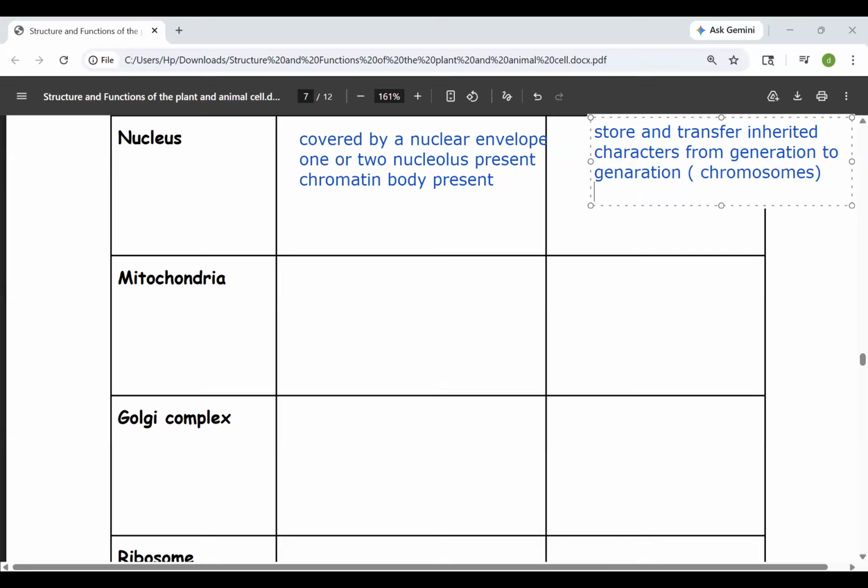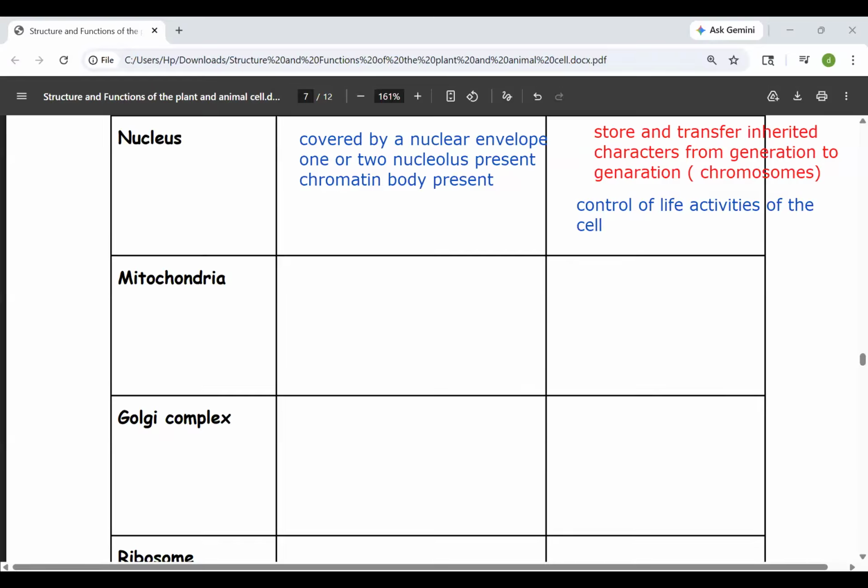But the main function of the nucleus, we write next. The next main function: control of life activities of the cell. Write it down. Control the life activities of the cell, right? So that is it.